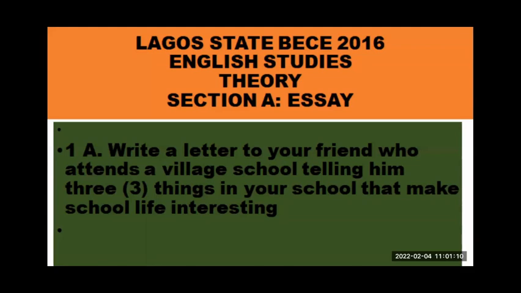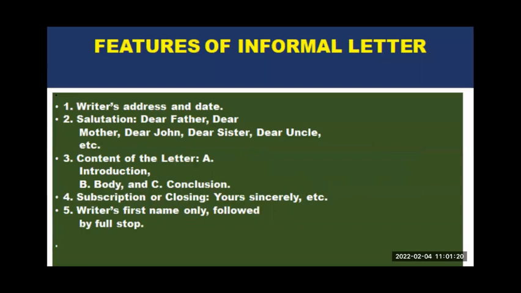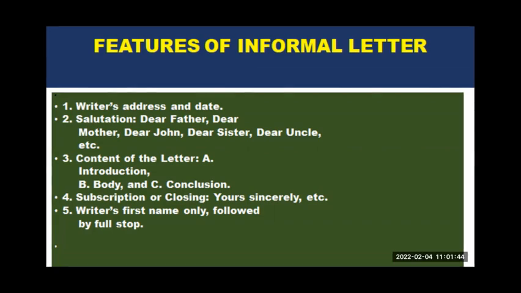All right. You are asked to write a letter to your friend who attends a village school, telling him 3 things in your school that make school life interesting. So let's first look at the features of an informal letter. When you write an informal letter, which a letter to your friend really belongs to, of course, you begin with the writer's address and date. You write your address, you write the date, followed by the salutation. In this case, you are going to write dear, and then you put the name of your friend.